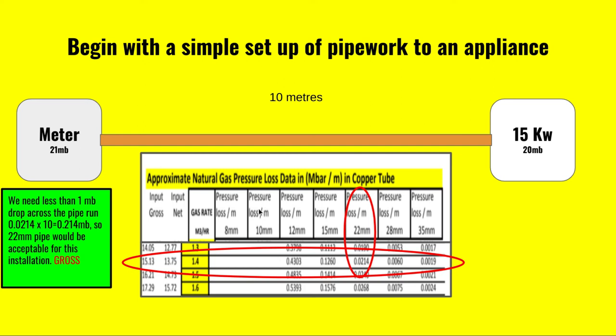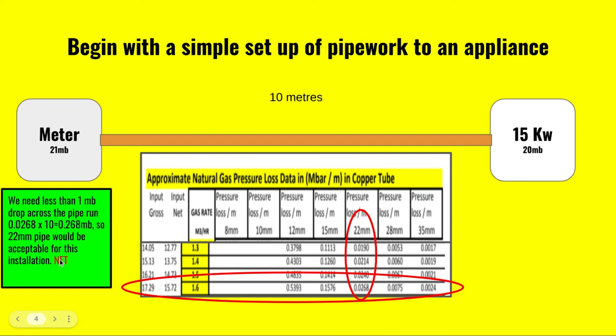So here's a little screenshot of the table. So I've got input gross, 15.13. I'm going across here and you can see I've gone for 22mm pipe, 0.0214. So I've got 0.0214 times 10, which is our 10 metres of pipework, equals 0.214 millibar. So a lot less than 1 millibar drop across that 10 metre length.